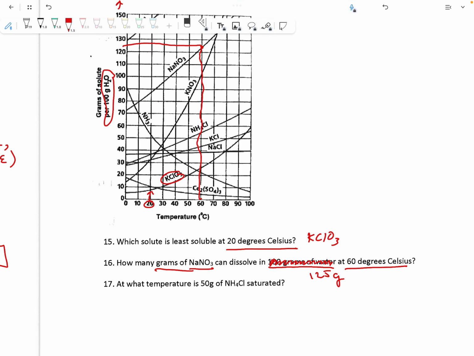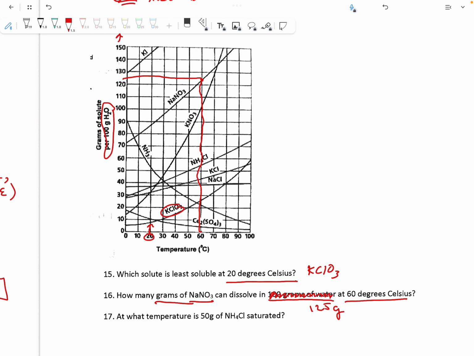Number 17, at what temperature is 50 grams of ammonium chloride saturated? Well, start with 50 grams, and you're going to go over to the saturation line, okay? NH4Cl is right there, so we start at 50, go here, and go down. That would be 50 degrees C, okay? Easy.